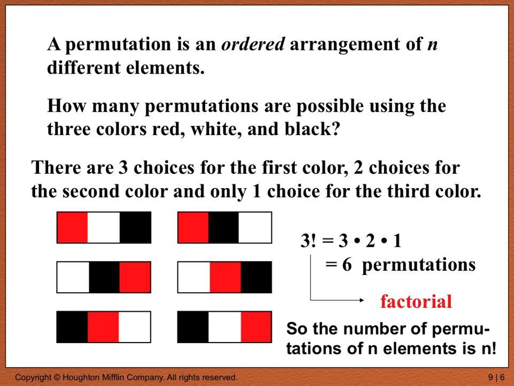The number of permutations of n elements is n factorial. So this red, white, black is a permutation. This red, black, white is a permutation. This white, black, red is a permutation. This white, red, black is a permutation. This black, red, white is a permutation, and this black, white, red is a permutation. There are 6 permutations.